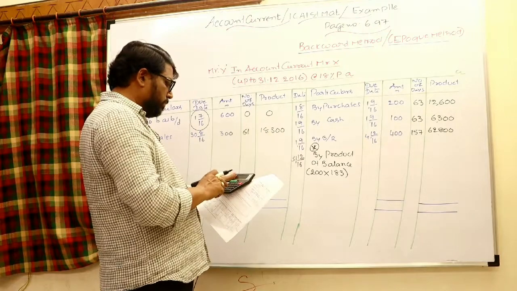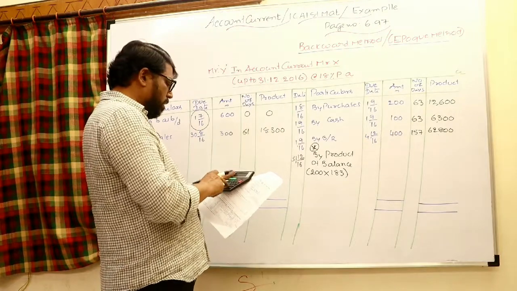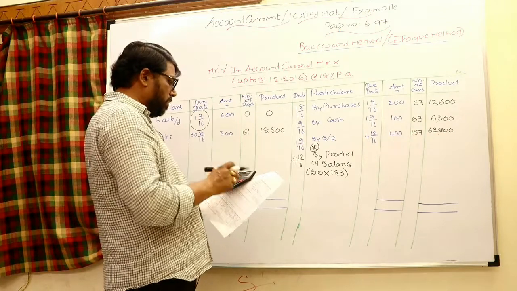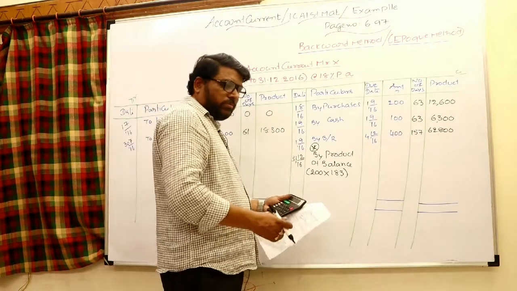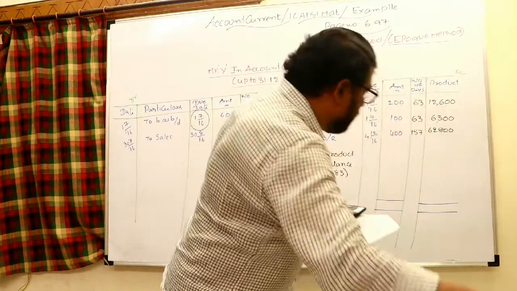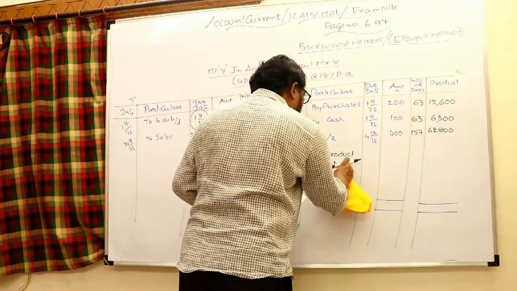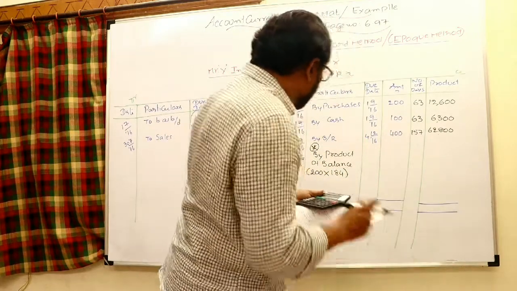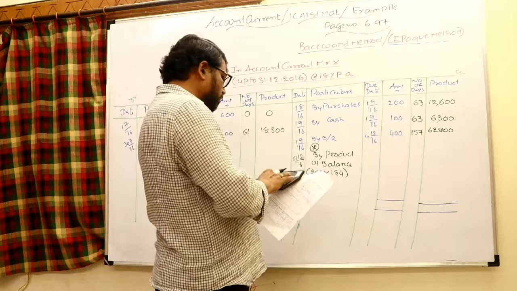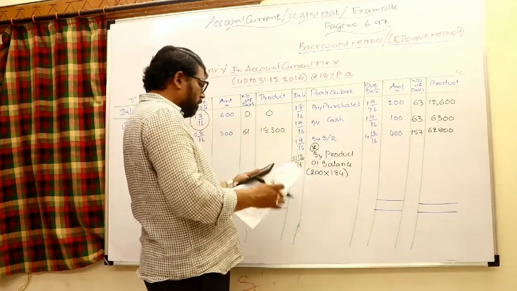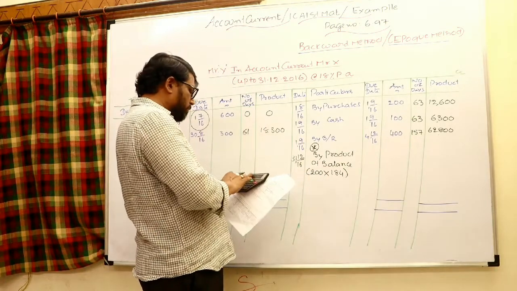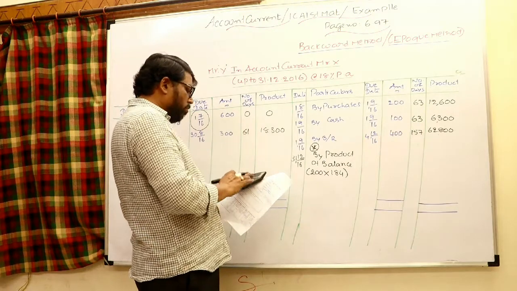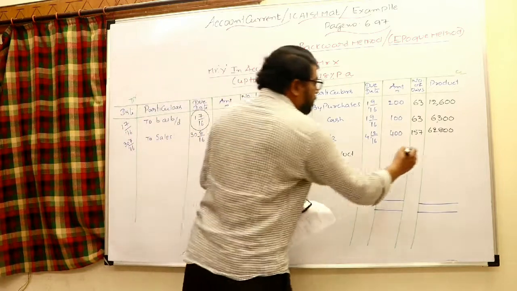July 31, August 31, September 30, October 31, November 30, December 31. 184 days. Sorry, this is not 183 days, it is 184 days. Okay, right. Now let us see that 200 into 184 days. 200 into 184 days is 36,800.